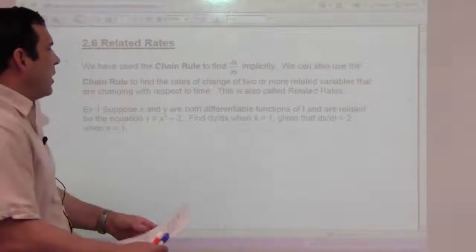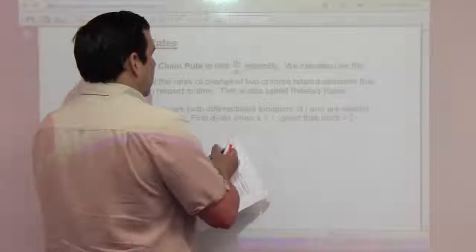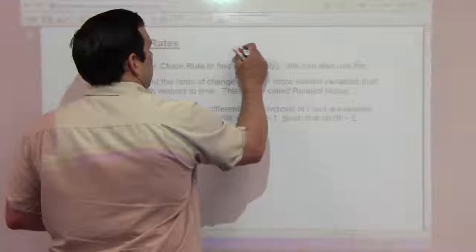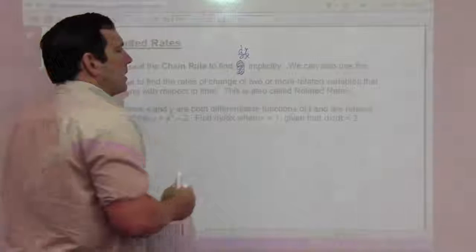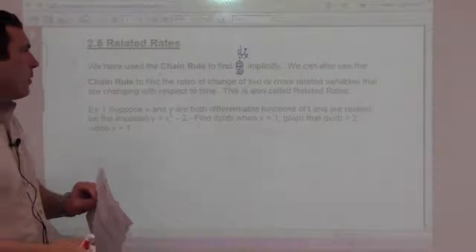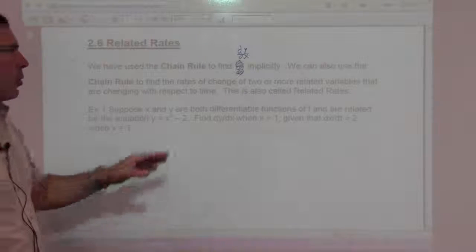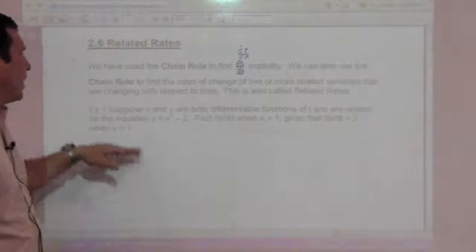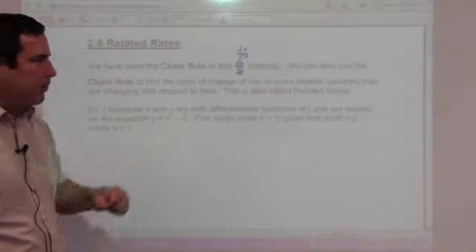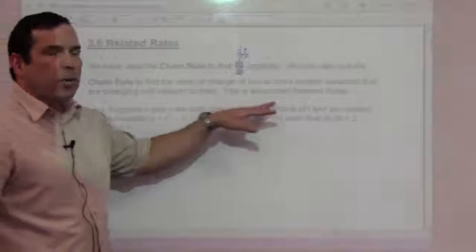Okay, we have used the chain rule to find dy/dx implicitly. We can also use the chain rule to find the rates of change of two or more related variables that are changing with respect to time. That is called related rates.